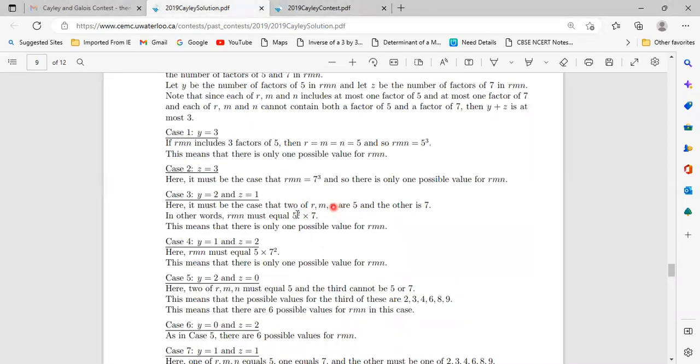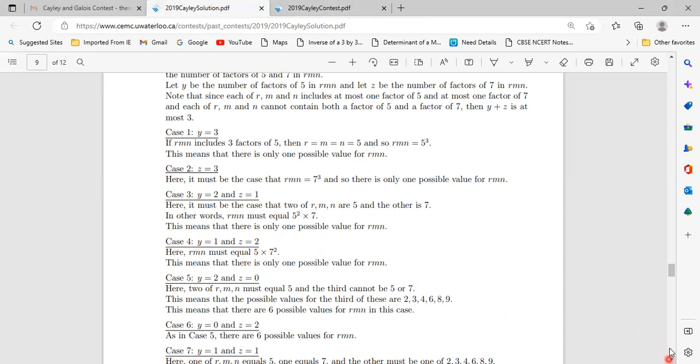So it's 5 square times 7. So vice versa. What if y is 1 and z is 2? What if one of the RMN is 5 and 2 of RMN are 7? So you will have 7 square and 5.